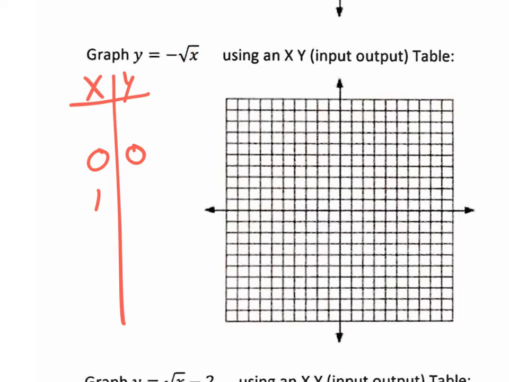Whoa. Negative 1. If I plug in a 4 right in here, the square root of 4 is 2, but with the negative in front, that would be a negative 2. If I plug in a 9, the square root of 9 is 3, but with the negative in front, that would be a negative 3. Are you guys following me? Okay. So let's graph these coordinates. 0, 0, 1, -1, 4, -2, and 9, -3.